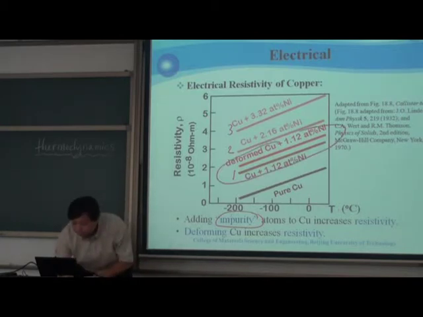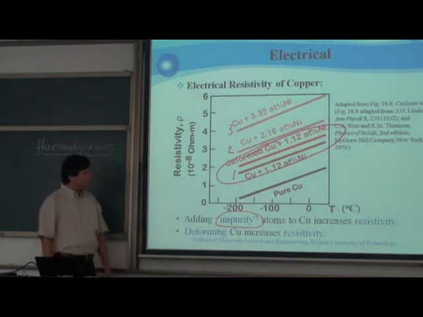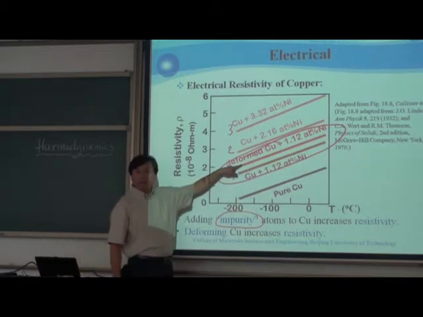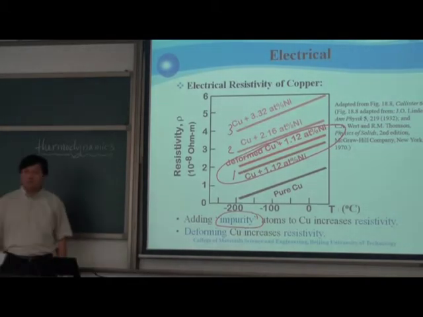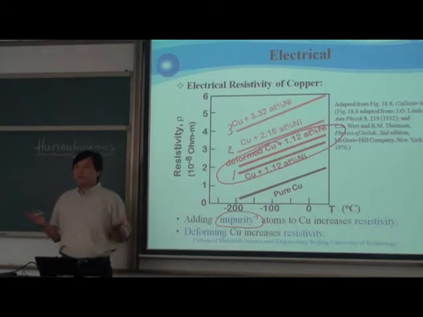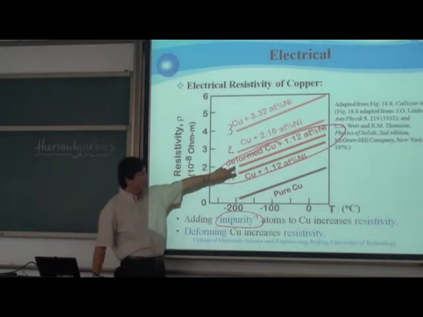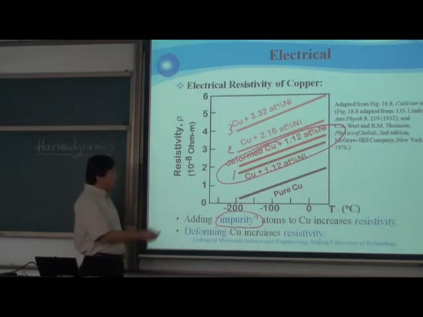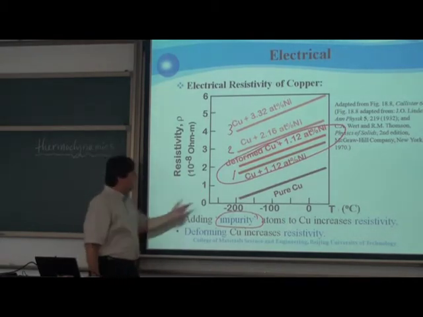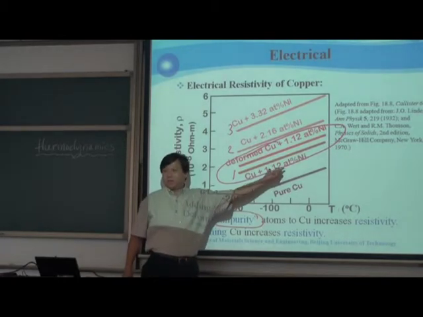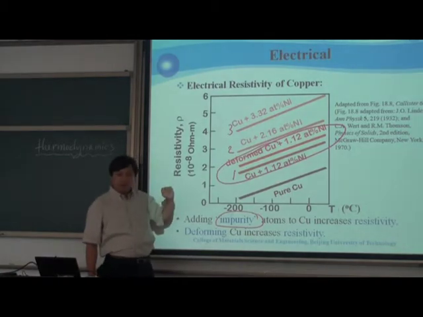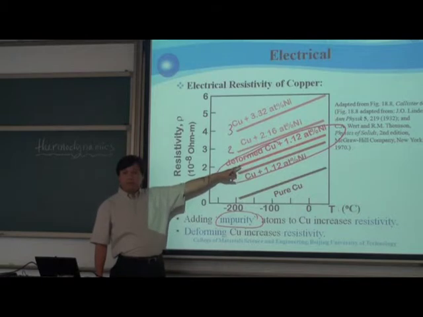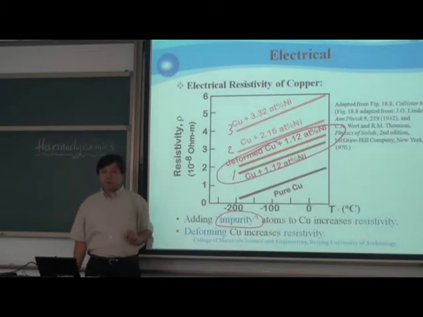Now let's compare these two lines. If you compare this line with that line, the resistivity value is also different. Why? What caused the difference in the resistivity value between those two lines? You can see this line number 1 is copper with 1.12% nickel, right? Now what about this one? The second line is the same material, copper with 1.12% nickel. But the difference is what?